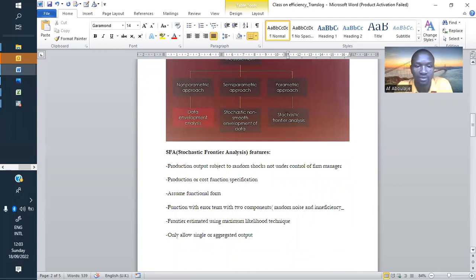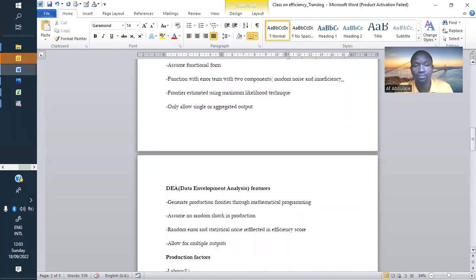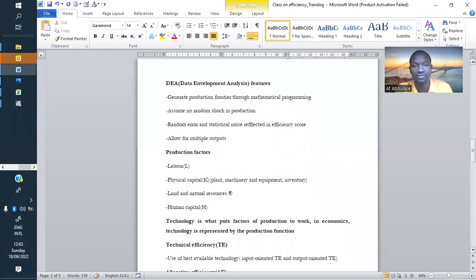Then this one, the production or cost function specification, also allows a single aggregate output. Even if you have different outputs, you need to combine them. You will not be having output 1, output 2, output 3. No, it's not allowing that.